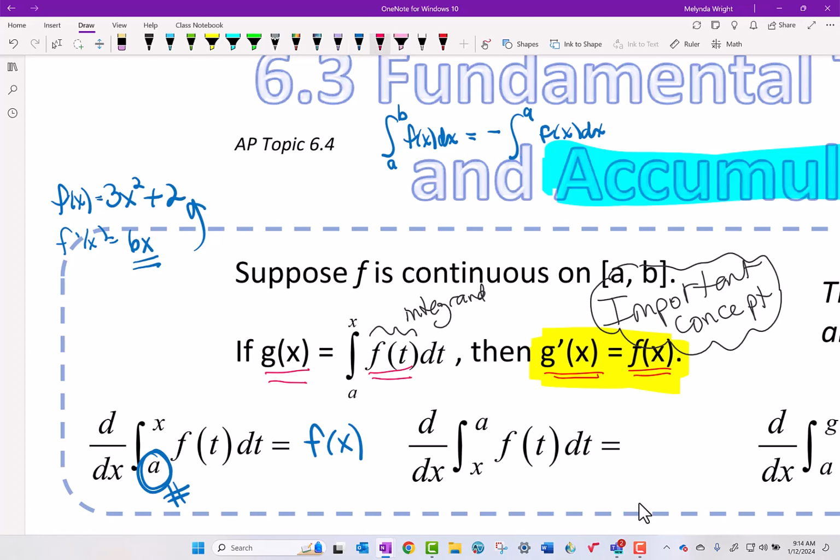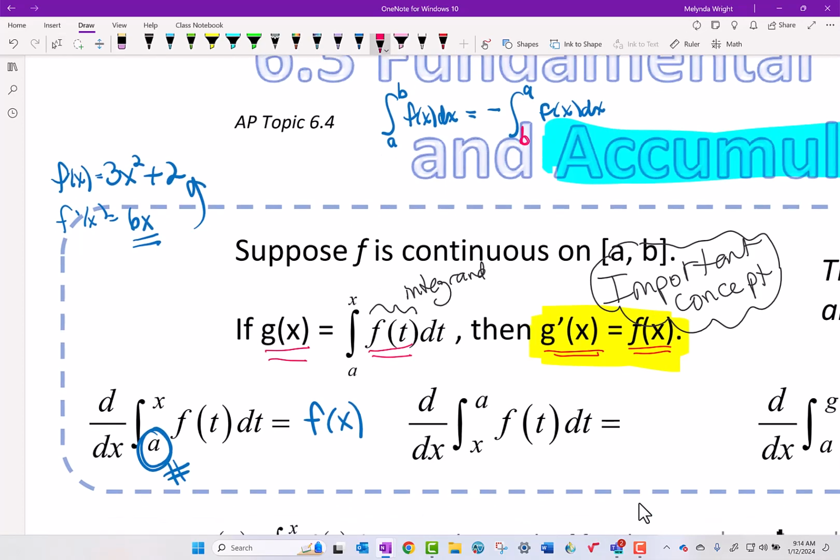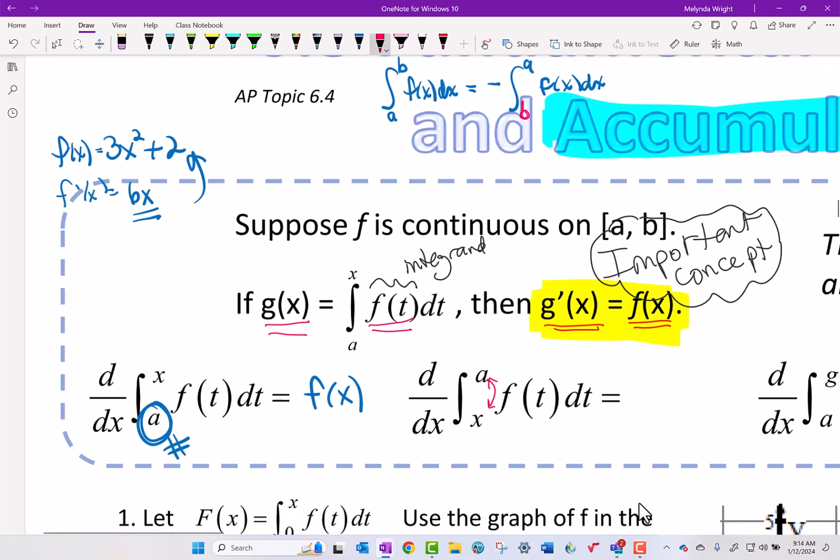And that's, I don't know if you can see that. Okay, that's a b. All right, so we're going to use this concept, this formula that's on your formula chart. We're going to use this concept on this second formula right here, because we really want those to be reversed. They have to be reversed. So what do you think the derivative of the integral from x to a of f of t would be? A negative f of x. That's what it would be. It would be negative f of x.